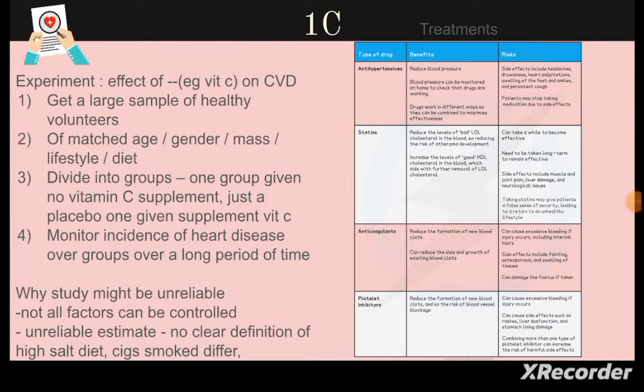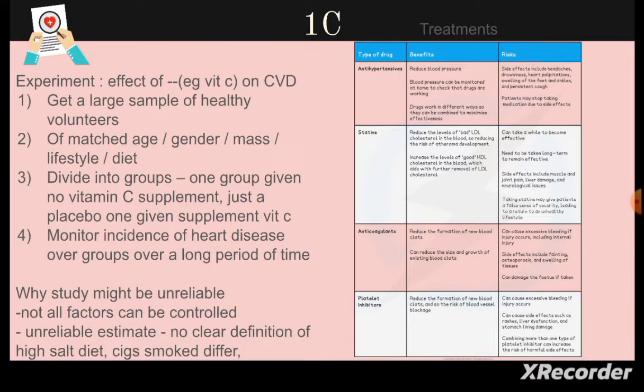This study might be unreliable. Why? Because not all factors can be controlled. We can't have all the volunteers of the exact same mass, of the exact same lifestyle, of the exact same diet. And then you might have an unreliable estimate. There is no clear definition of a high salt diet, and if you have a group of smokers, how many cigarettes are smoked by each person differs.